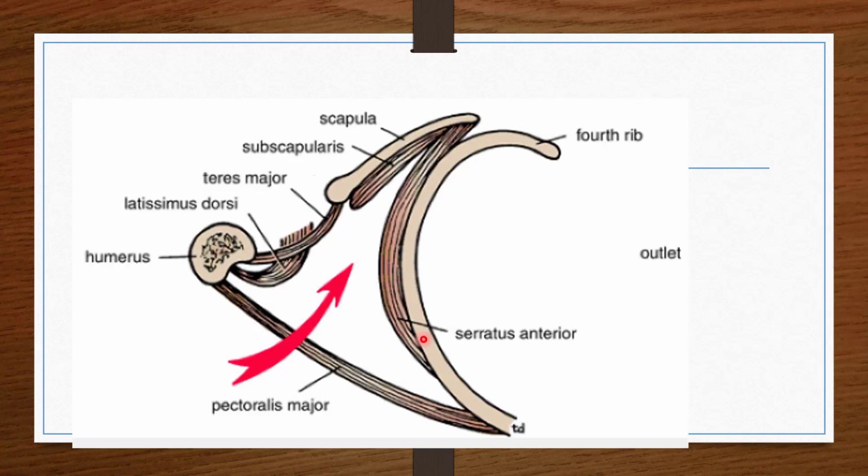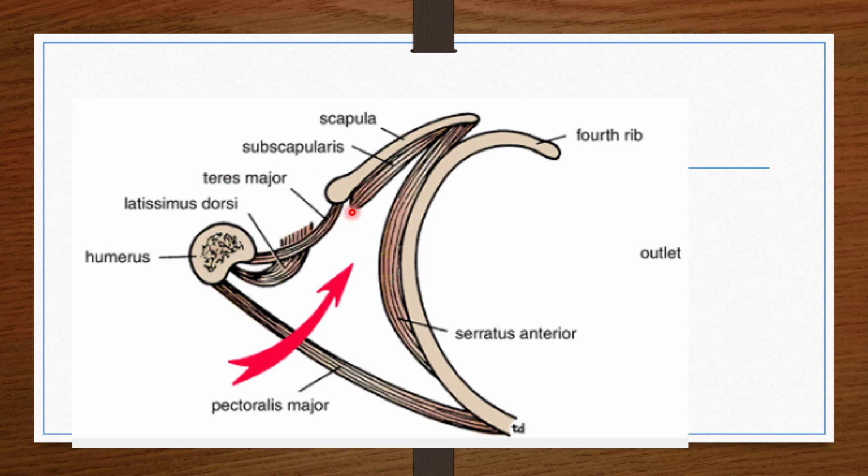See here in this diagram, they have shown the base of the axilla. See here, they have shown the base, which is fourth or fifth rib medially, and it is covered by serratus anterior muscle. Anteriorly, we have pectoralis major muscle. Laterally, we have a bicipital groove of the humerus, which is having two muscles, coracobrachialis and biceps brachii muscle.